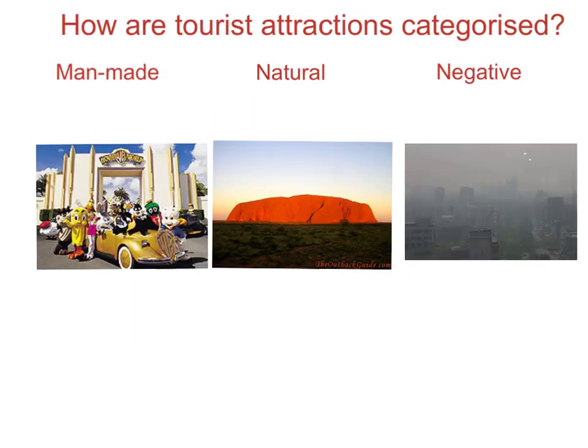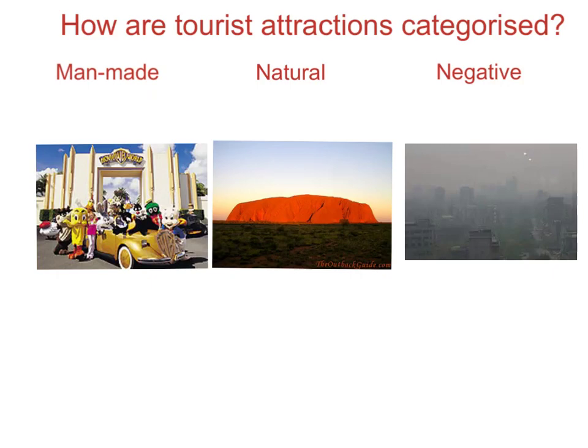So another question that we need to be able to answer is, how are tourist attractions categorised? So we've already categorised them into physical and cultural, but they can be further categorised into these three broad categories. So the first category that they can be categorised into is man-made attractions.